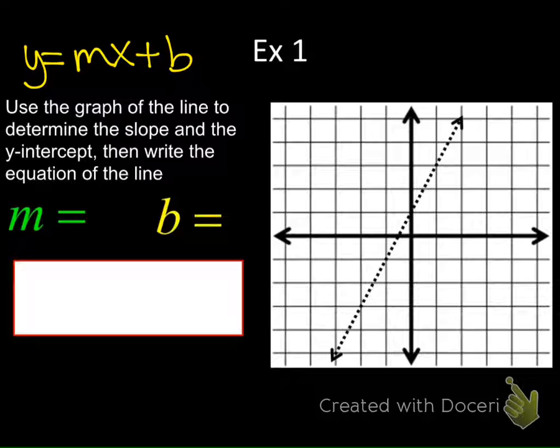Just like our opener today, the first thing that I like to do when I go to write and find the slope-intercept form is find what my y-intercept is. So where does my line cross the y-axis? Where does my dotted line here cross this y-axis? 1. So what's my y-intercept here? 1. So next to the letter b, I'm going to put 1. That's my y-intercept, next to example number 1.